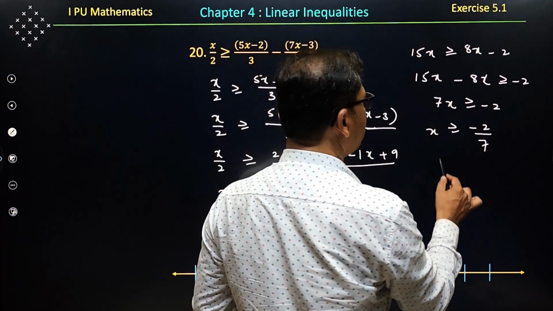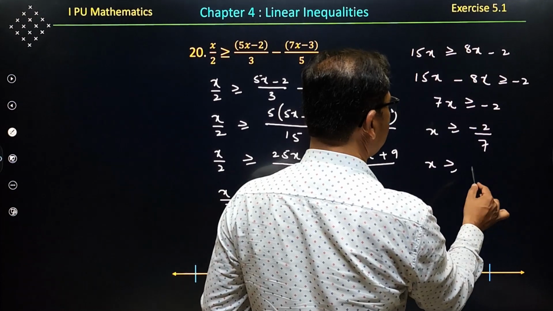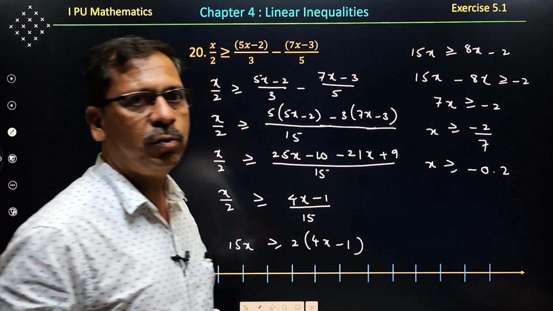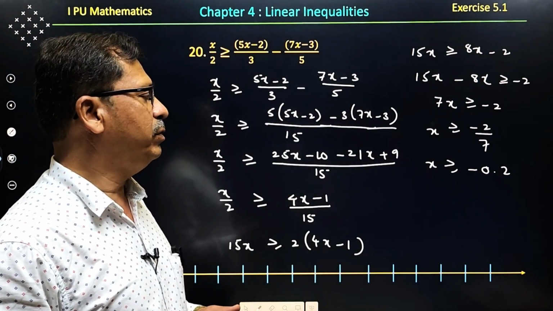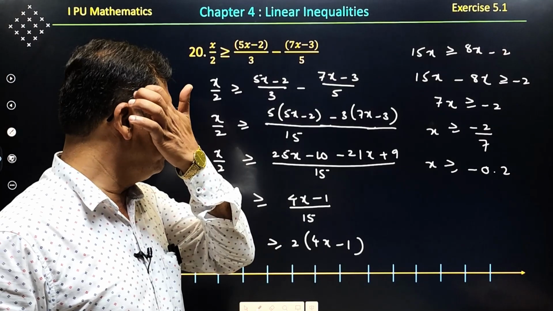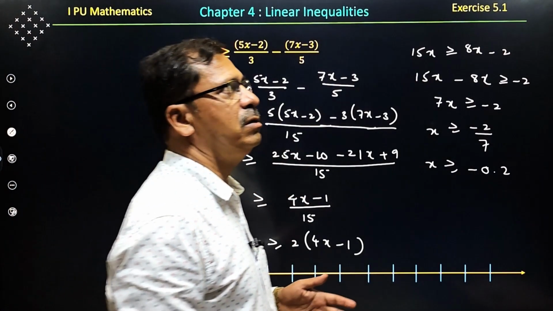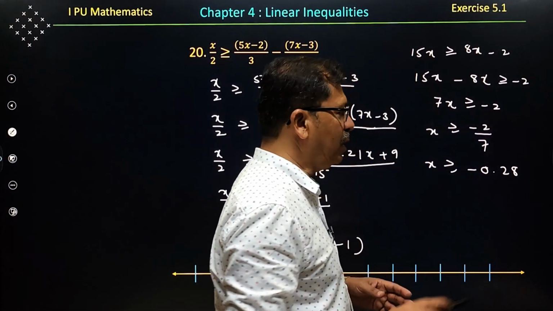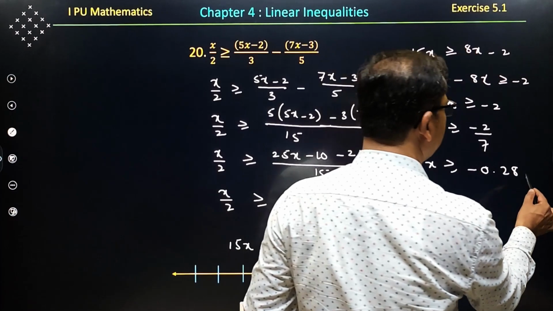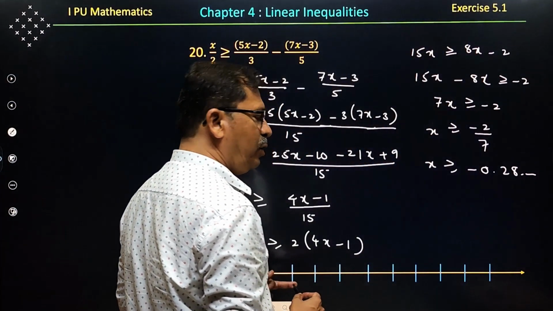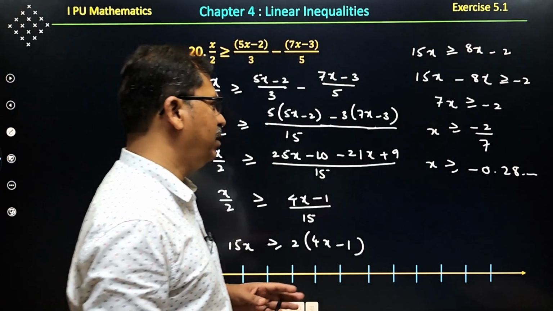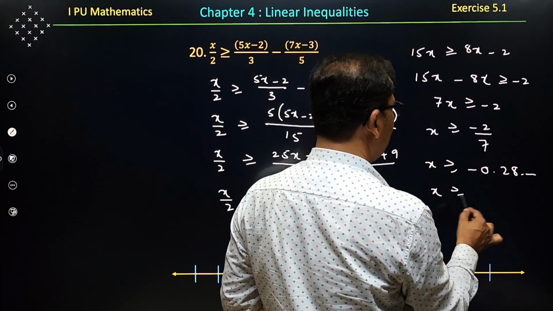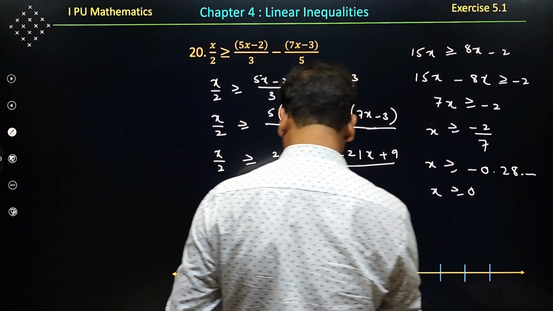x is greater than or equal to minus 2 by 7. Minus of 2 by 7: 7 2s are 14, 0.20 it will become, then 6 remains, 8 7s are 0.28, something you will get here. Leave it. This division gives 0.28, round figure value, if you want, minus 0.3.